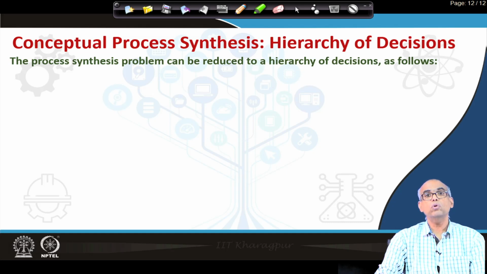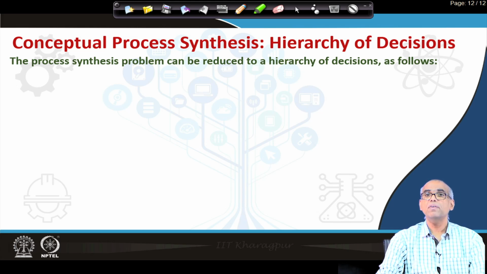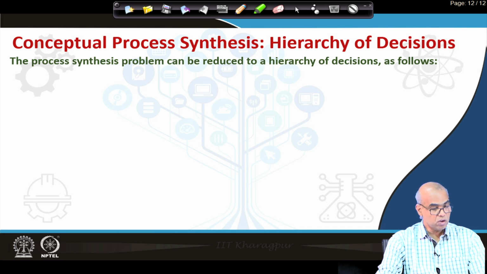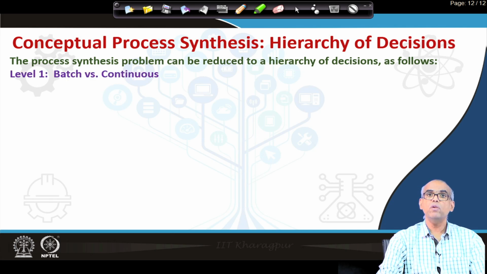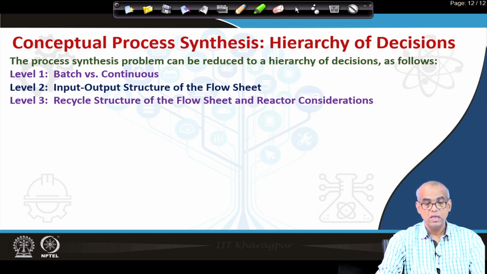So, what we could see from the discussion of this hydrodealkylation process of toluene is that there are several layers of decisions. So, there is a hierarchy of decisions. The process synthesis problem can be reduced to a hierarchy of decisions as follows. In level 1, we consider whether the process will be batch or continuous. Level 2, we establish the input output structure of the process flow sheet. Level 3, recycle structure of the process flow sheet and reactor considerations.